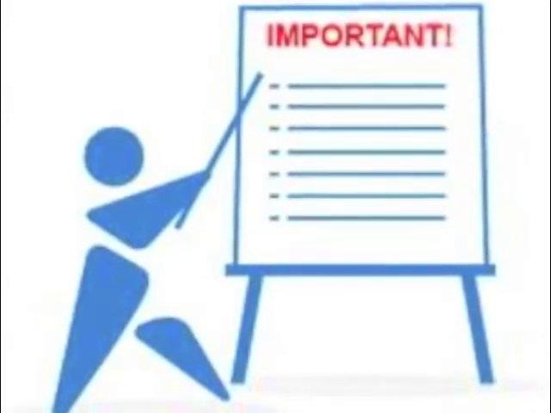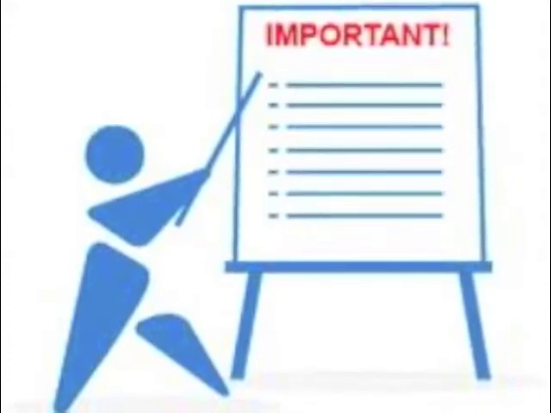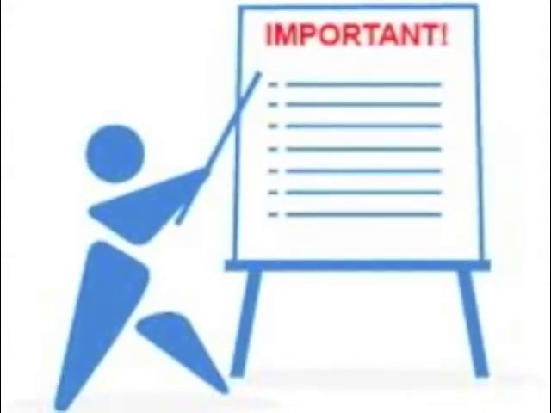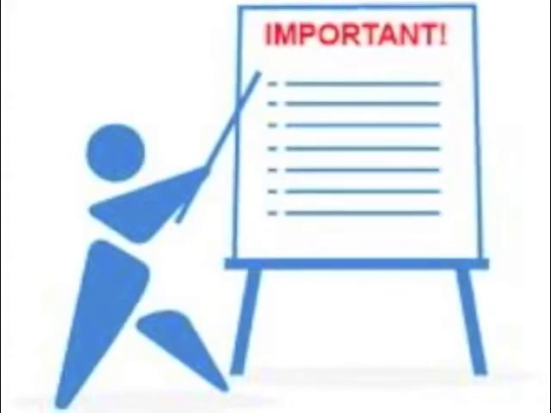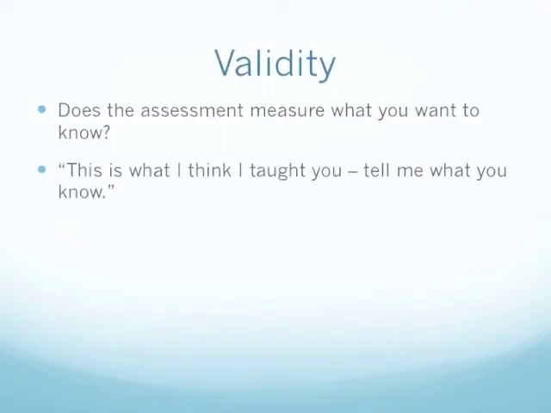a couple of very important terms that we need to be familiar with as we start discussing more and more types of assessment. One of them is validity, and one of them is reliability. Validity refers to the degree to which a test measures what it's supposed to measure, or the degree to which you as a teacher are assessing the things that you think you're assessing.